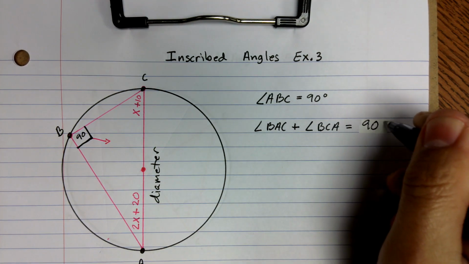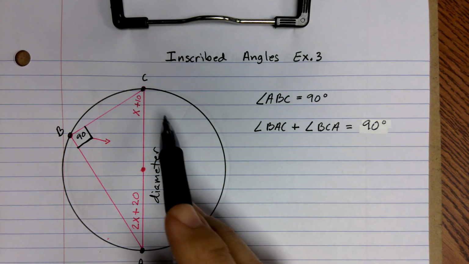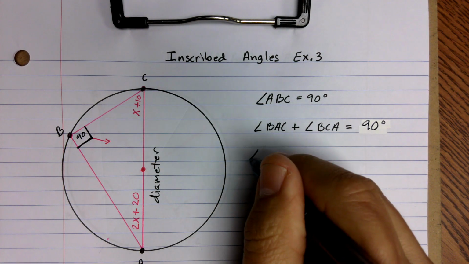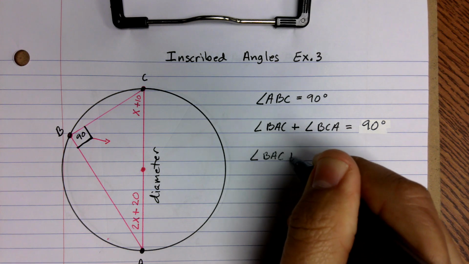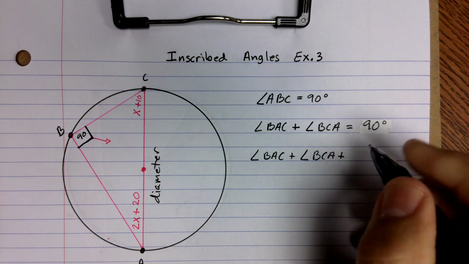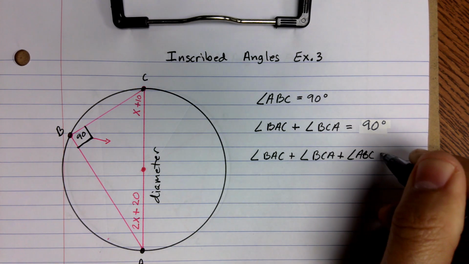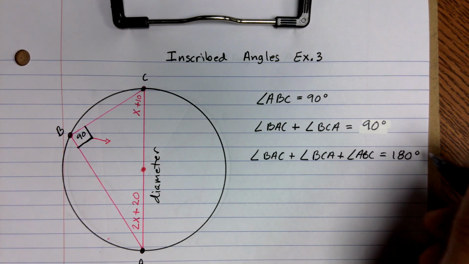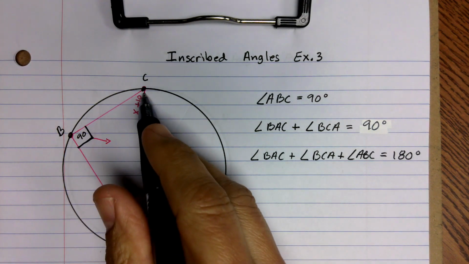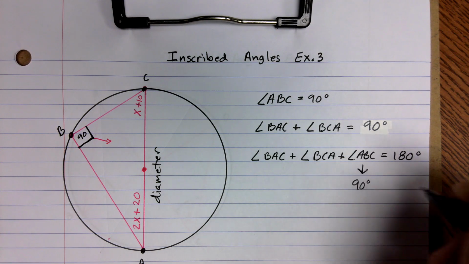equals 90 degrees. So with that being said, we're going to go ahead and create an equation out of this. And so I'm going to say that angle BAC plus angle BCA plus angle ABC is all equal to 180 degrees. Now we know what angle ABC is, right? So ABC is going to be 90 degrees. So we can just substitute that value in.